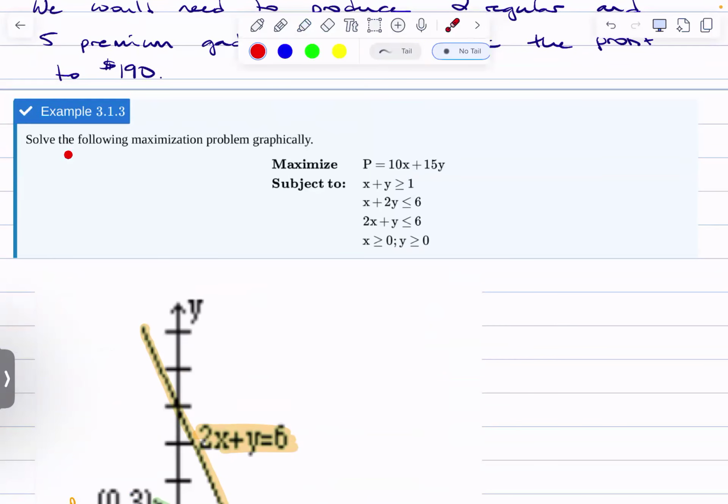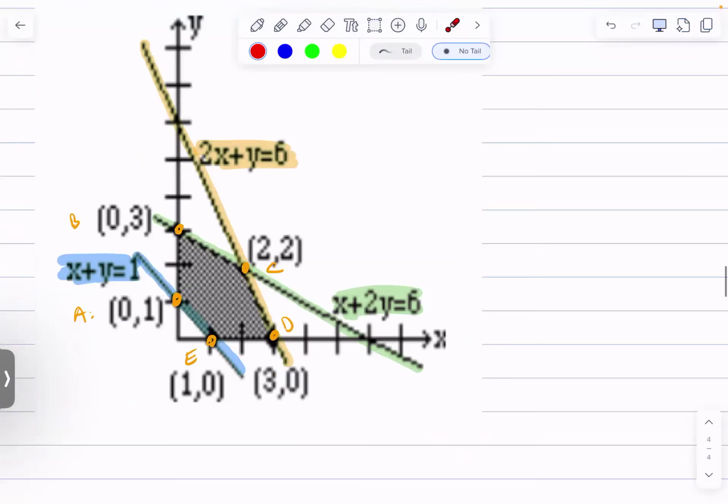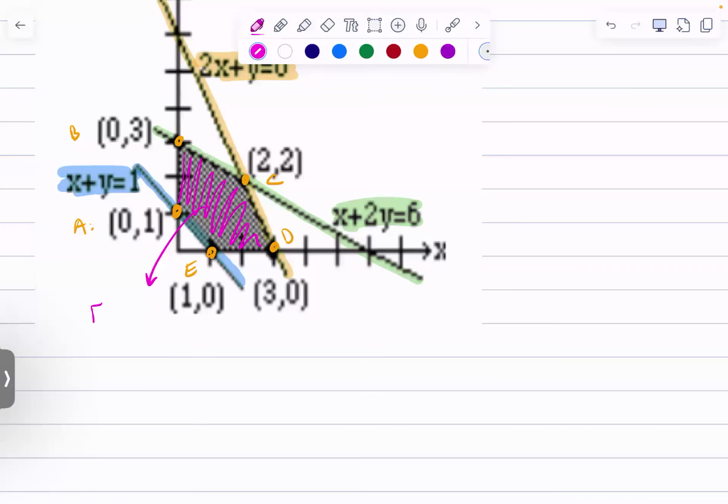So this question just says, solve the following maximization problem graphically, which is how we do it. We want to maximize P, which is 10x plus 15y. We have the constraints. So x plus y is greater than or equal to 1. Now, the greater than puts me on the top side of the line, right? Which is why this is our feasible set. We have this x plus y equals 1, and we have to be above the line, right?